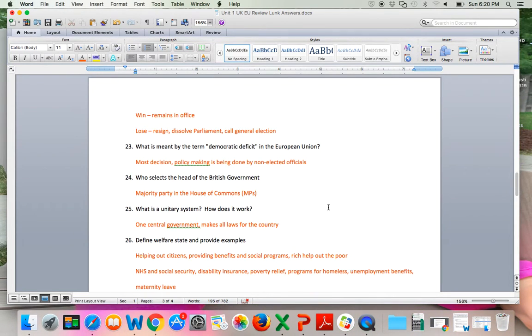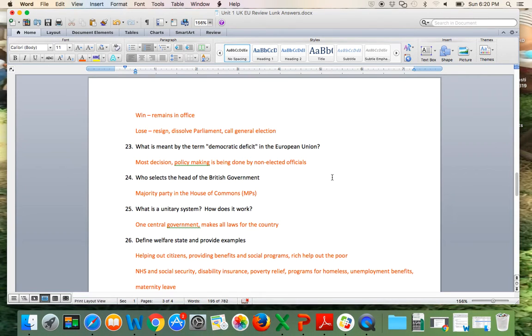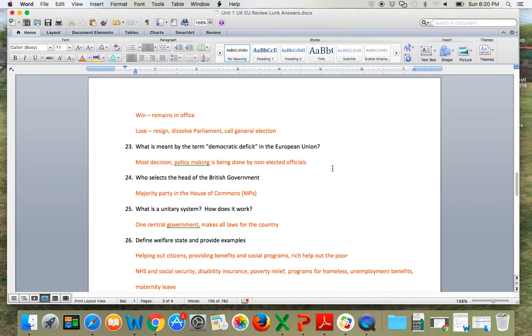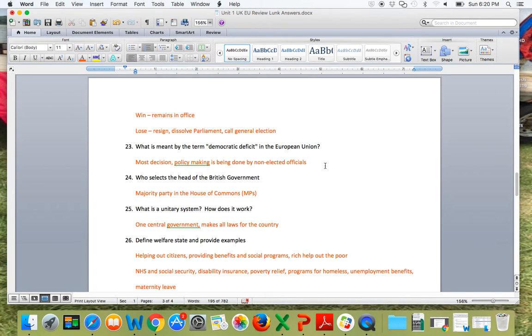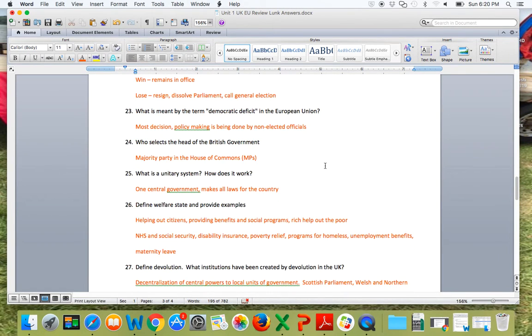The democratic deficit in the EU just means that most policymaking decisions are being made by non-elected officials. The officials that are making a lot of the policies within the EU are appointed by members of that member state, so they're not directly elected by the people.